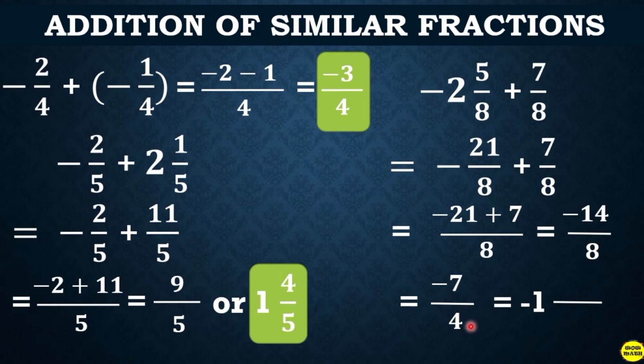Okay? So, how many 4s are there in 7? 1. How many is the remainder? How many are left over? 3. Okay. And then, just copy the denominator. So, therefore, our final answer is negative 1 and 3/4.